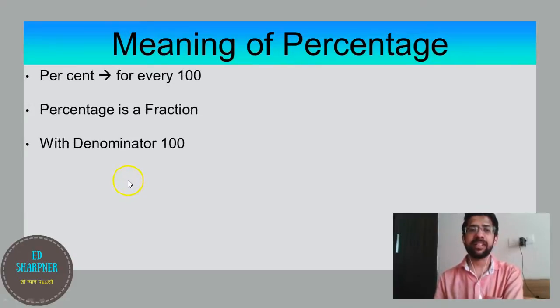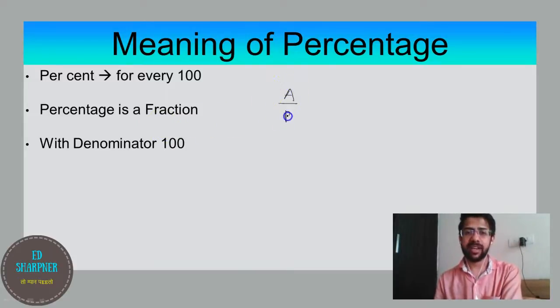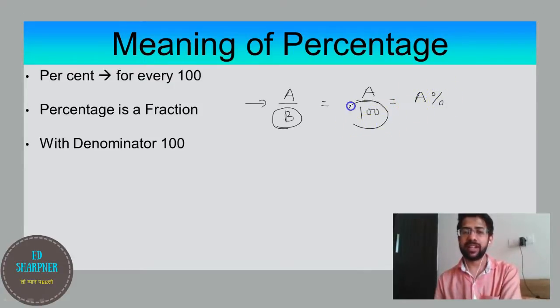Percent exactly means for every 100. Per means for every and cent means 100. So percent means for every 100. So percentage is nothing but a fraction. Okay, so we know how a fraction looks like. It is A divided by B. We represent it like this. But in percentage, this B is always 100. So when we write A divided by 100, we can also write this as A percent. So we do not have to write the denominator every time. So this is a shorthand notation for a fraction whose denominator is 100.